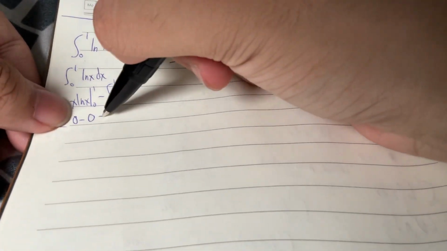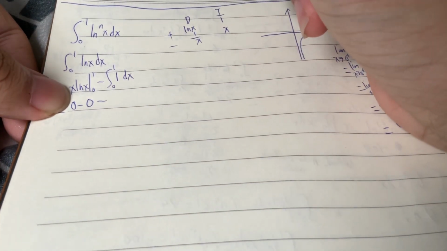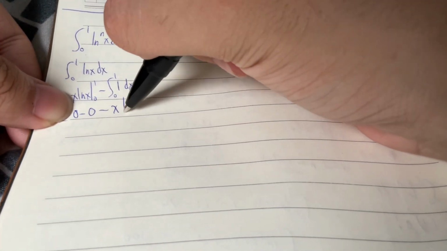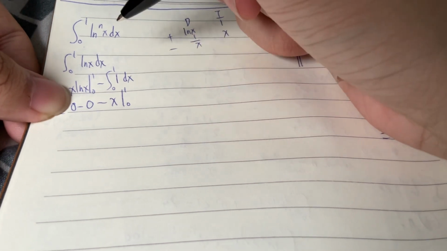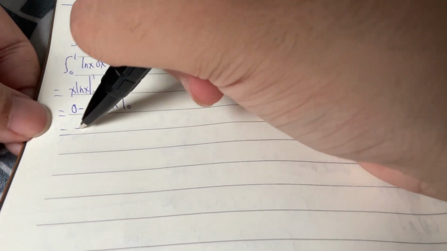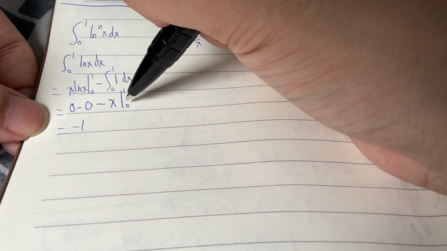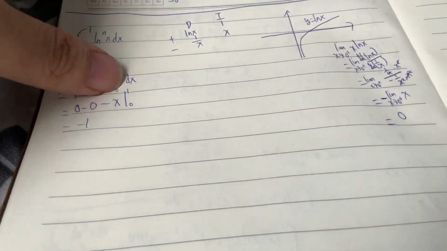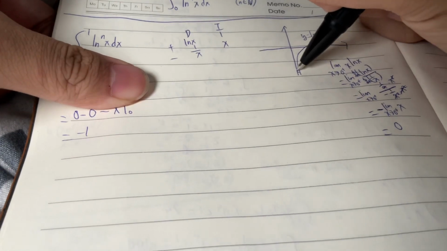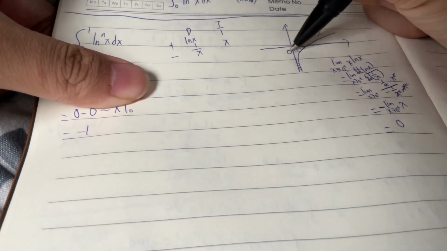And then you're going to subtract. Integrating 1, you get x. And then you're going to evaluate from 0 to 1. So put 1 inside, you get negative 1, and then minus 0. So this is just equal to negative 1, from 0 to 1, like that.